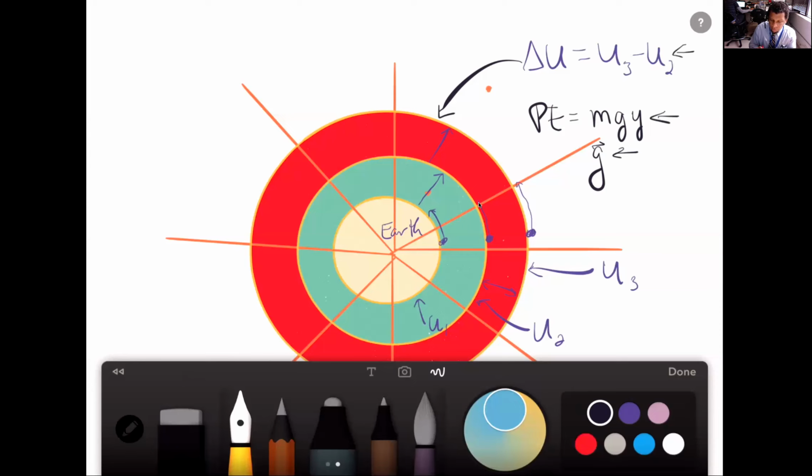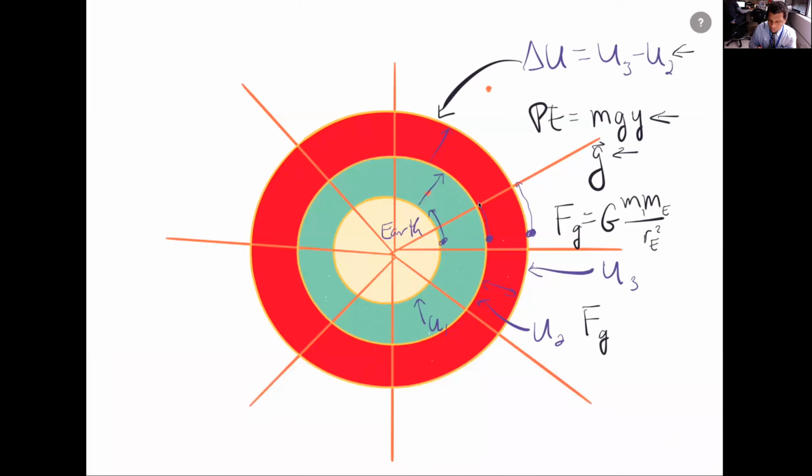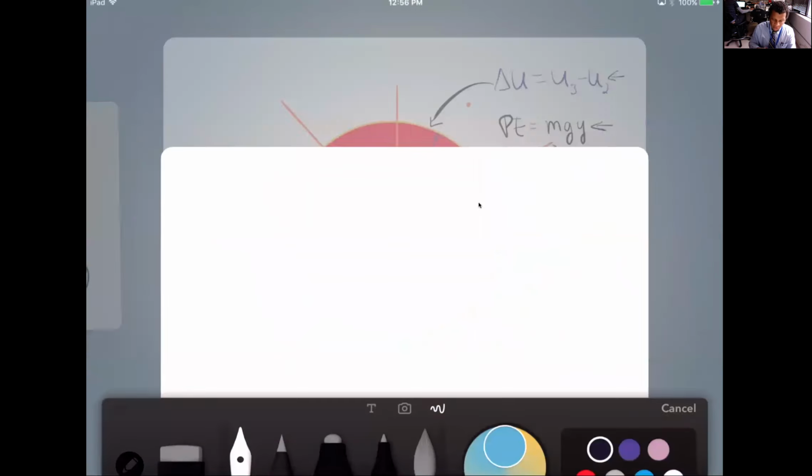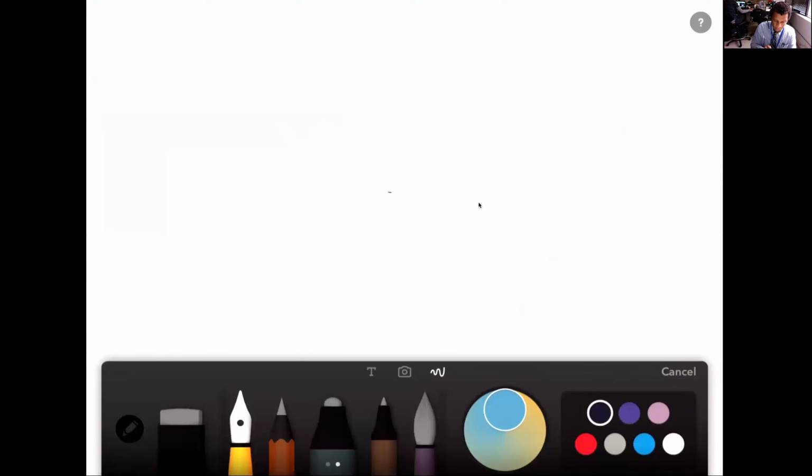And the only other thing that we need to present is this: M1 M_E over R_E squared. So F sub G can also be written as M1 times g, as long as you know that g is equal to capital G times M sub E over R sub E squared. We should have discussed this in the last lecture. Cool?